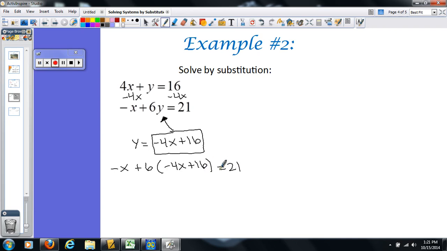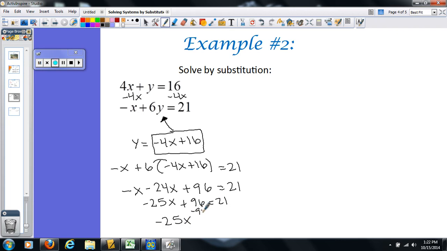Now I'm going to solve for x. So I have 6 times negative 4x, which is negative 24x, plus 6 times 16. 6 times 6 is 36. Carry the 3. 6 times 1 is 6 plus 3 is 9. That equals 21. And I got negative 25x. I'm going to combine my like terms. Plus 96 equals 21. That gives me negative 25x.